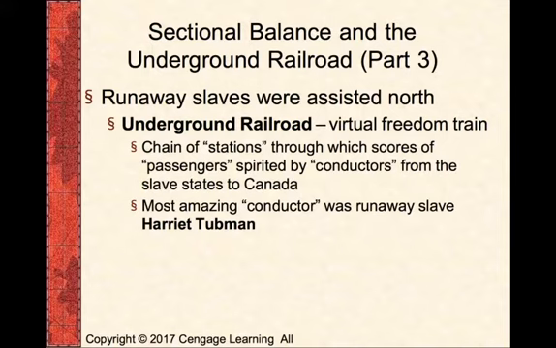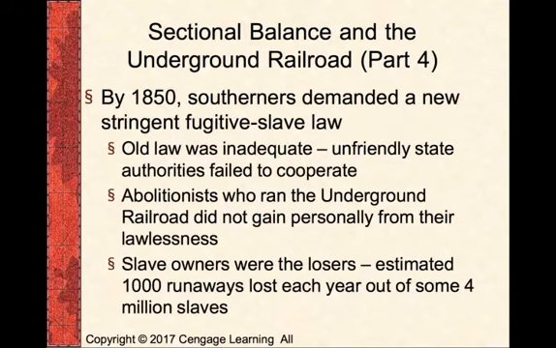One of the most notable conductors was a runaway slave herself named Harriet Tubman, who we saw a picture of in a previous chapter. By 1850, Southerners demanded a new, stringent fugitive slave law. There were laws on the books, but they were inadequate as more and more states became unfriendly to slavery and would harbor runaway slaves. Authorities would fail to cooperate with it.